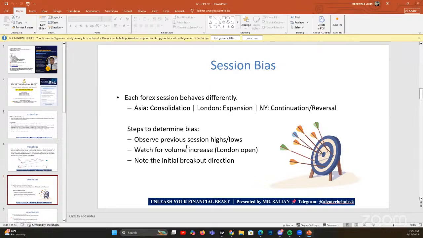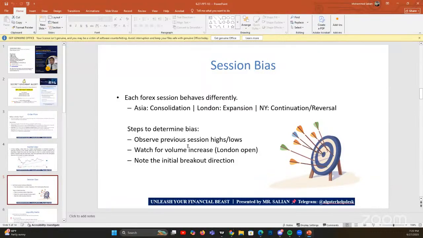All right, don't forget about this. Otherwise, you will be just stuck there. You are trapped because it's not going up and it's not going down. You are just inside this consolidation. So observe the previous session highs and lows of Asia. Then watch for volume increase when the London opens.